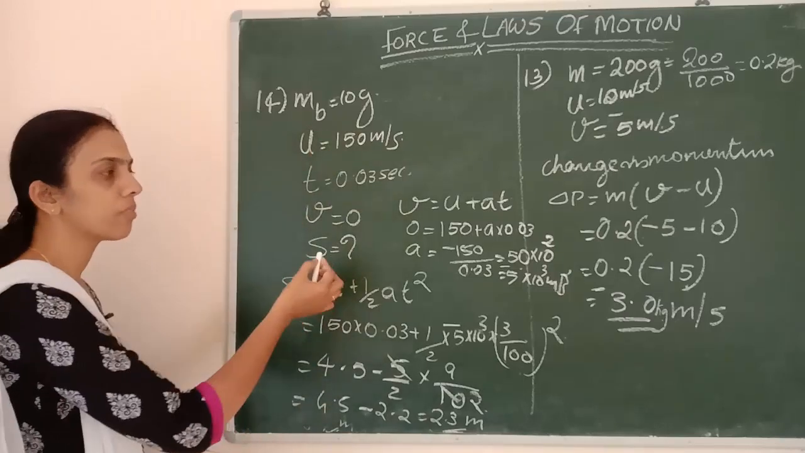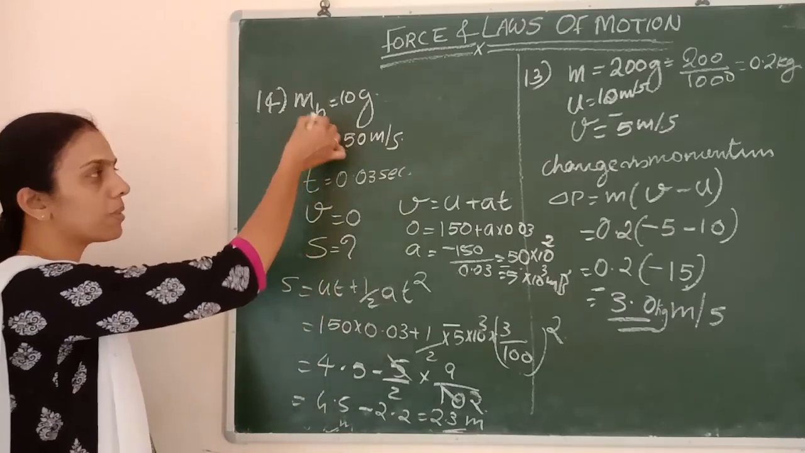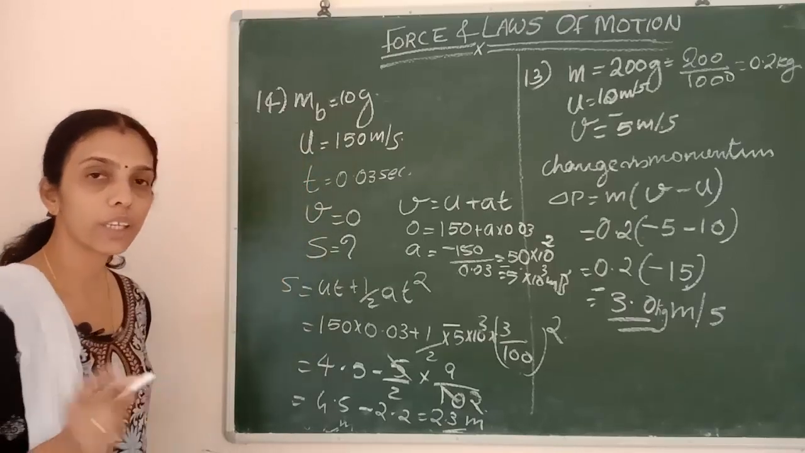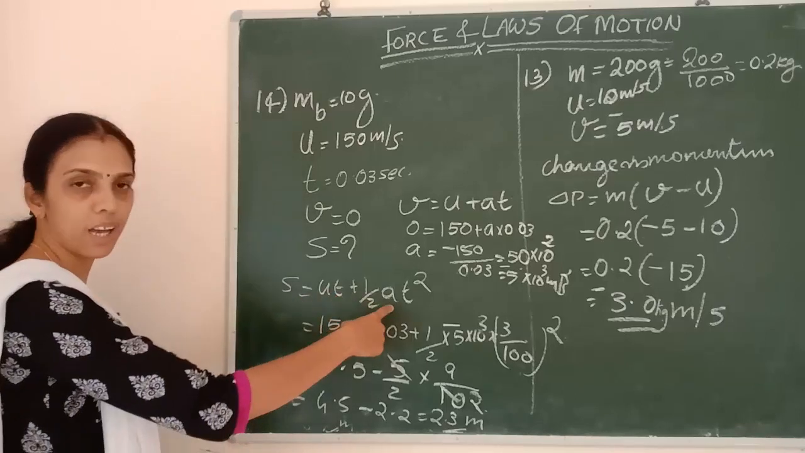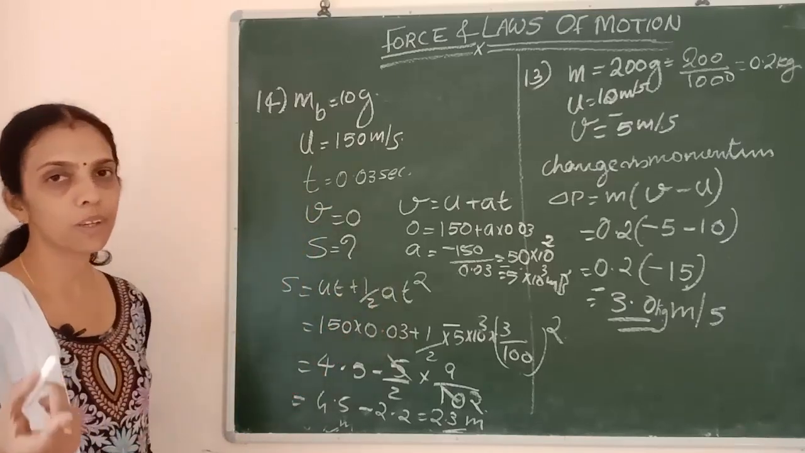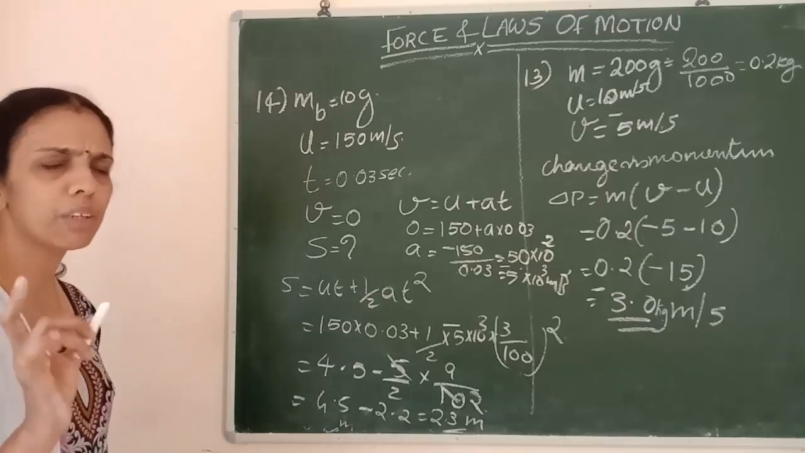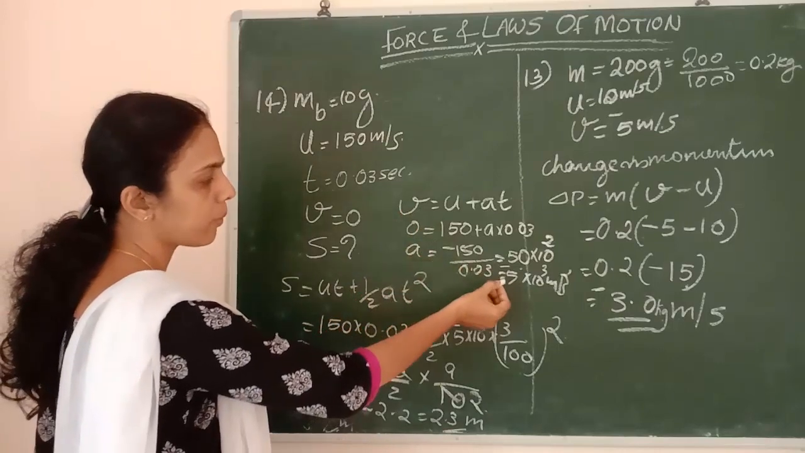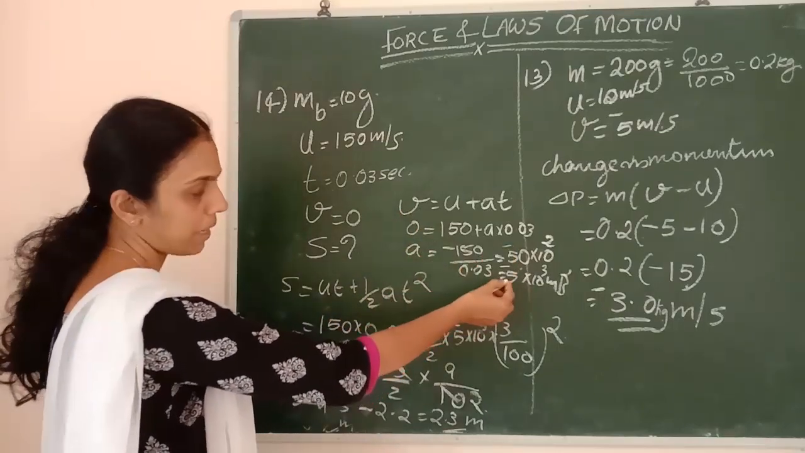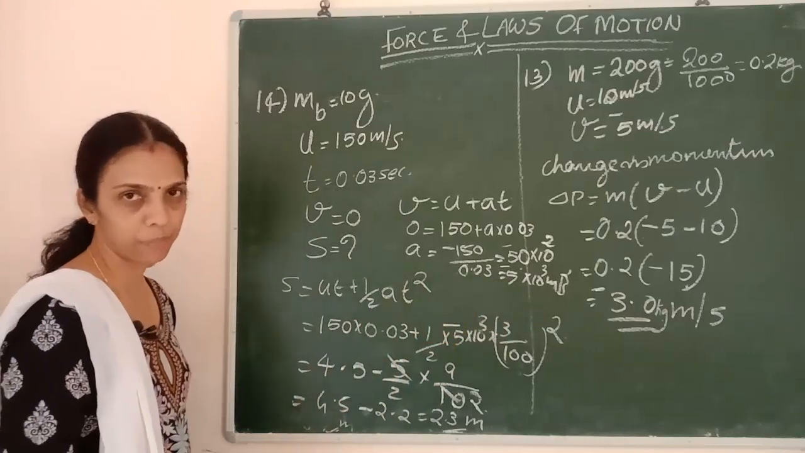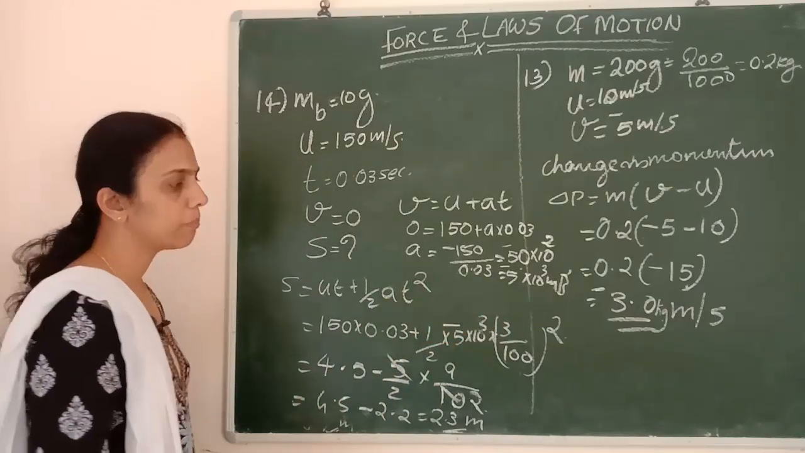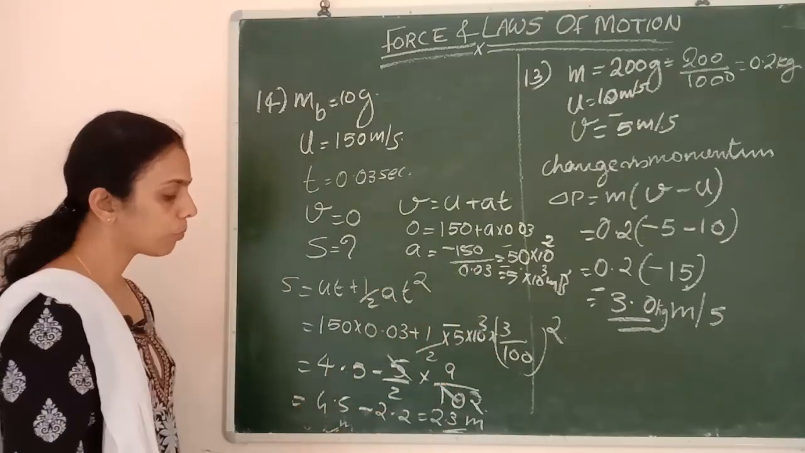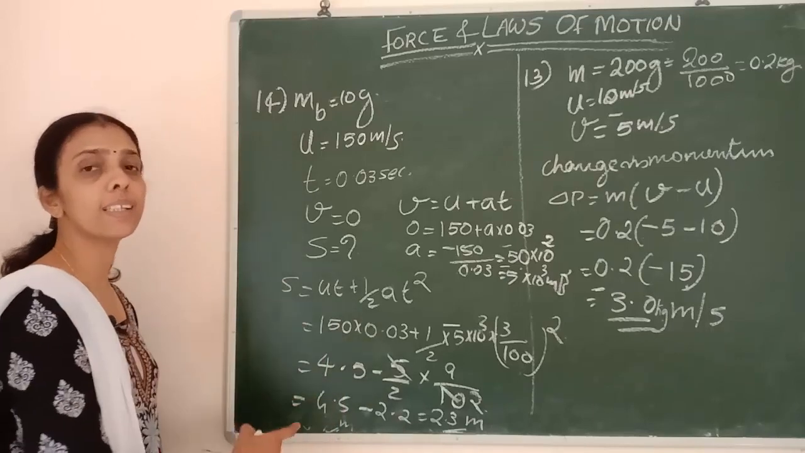So you understood how we are finding out. Mass of the bullet is given, initial velocity is given, final velocity is 0. We need to find S. How can we find S? S is equal to UT plus half AT square, or you can use V square minus U square equals 2AS. Any one formula you can use. Anyway we require A. For that we first apply V equals U plus AT, and we got retardation of minus 5 into 10 to the power 3, that is 5000 meter per second square. Applying that here, we get the value of 2.3 meter. So this is the distance covered.